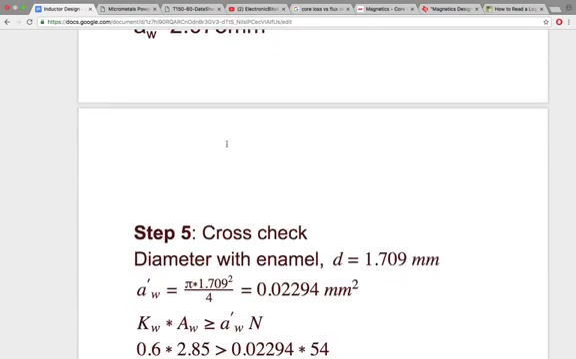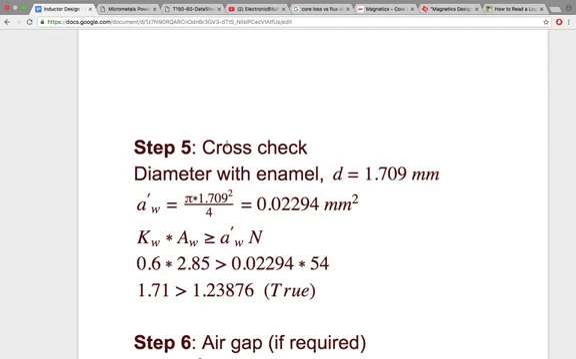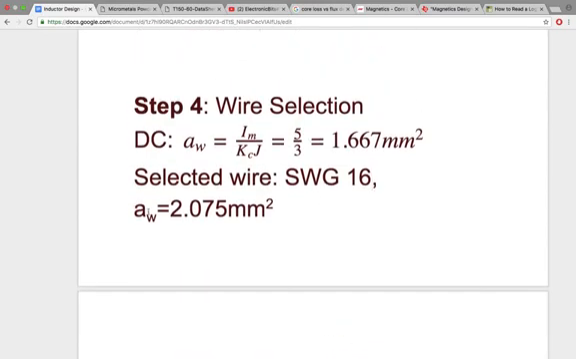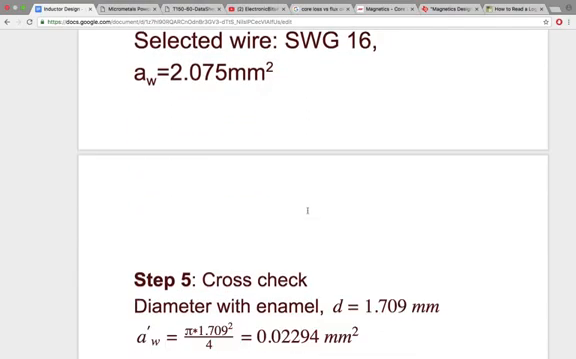Now we have to cross verify whether all the windings can fit into the core or not. For finding the cross-sectional area of the wire, if you see here, the area I have listed is the bare conductor cross-sectional area.